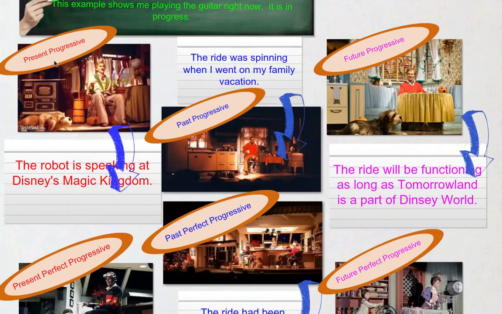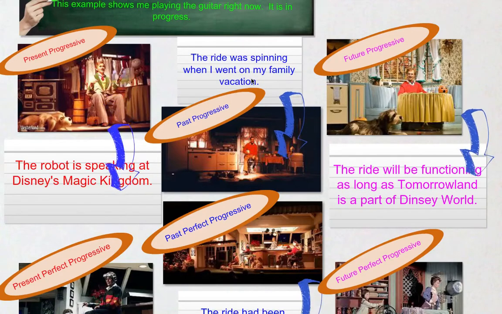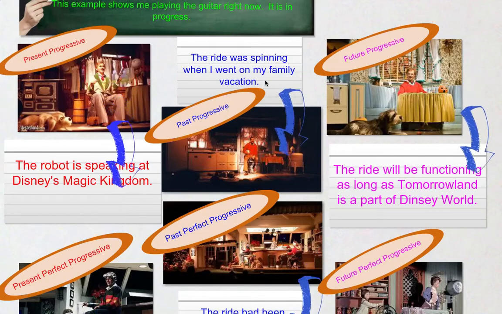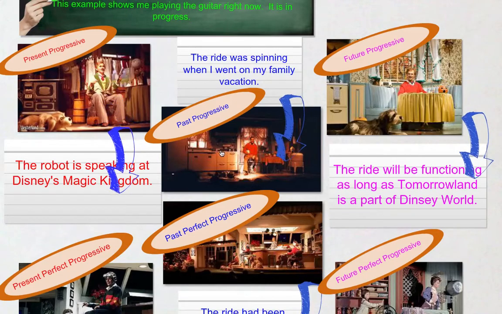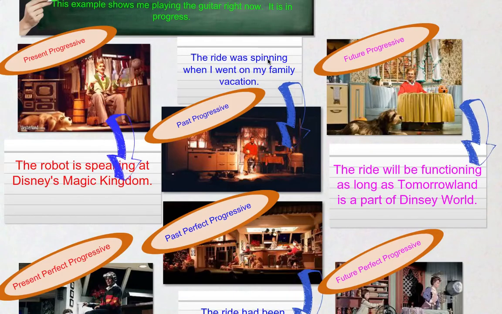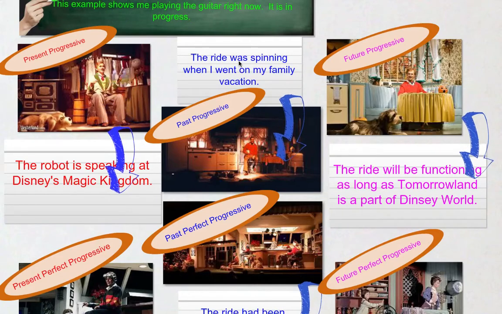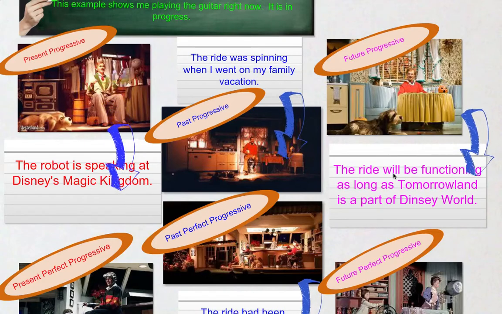Now, when we go from present, that means it's happening right now, to past. Okay? That means it was occurring at some point that you're talking about in the past. Okay? So the ride was spinning when I went on my family vacation. So this is a ride where it spins around and you see different scenes throughout the decades. And so the ride was spinning. So this time you have the same ing, spinning. The only thing that changes for past tense is your form of be, is was. So for present you have is, for past you have was, and for future you have will be.